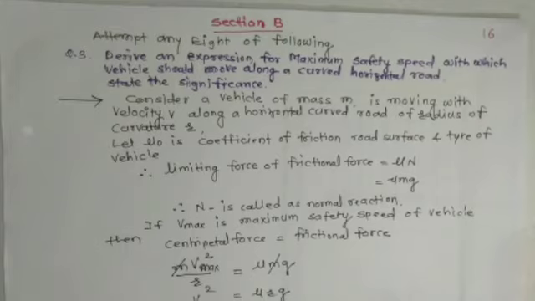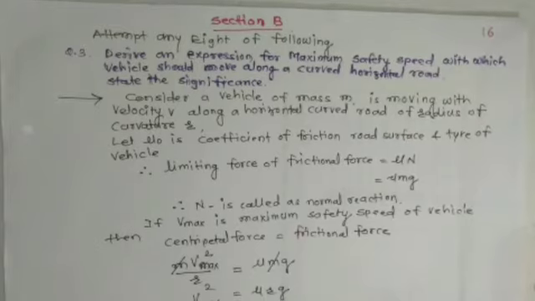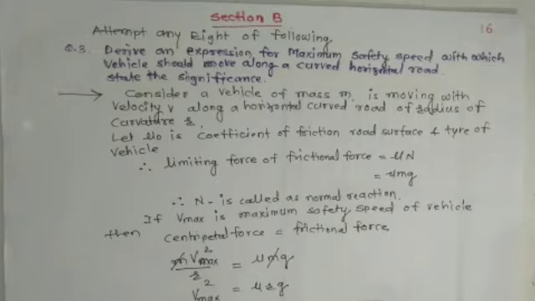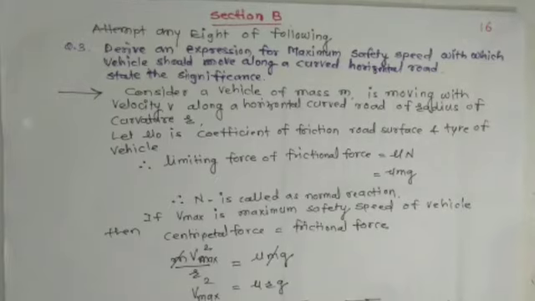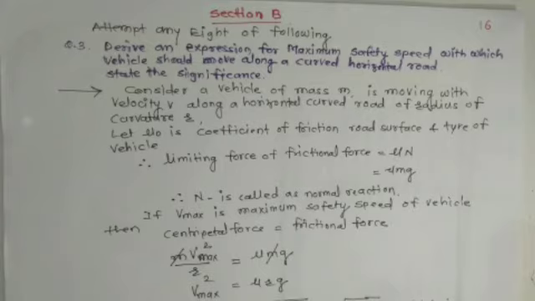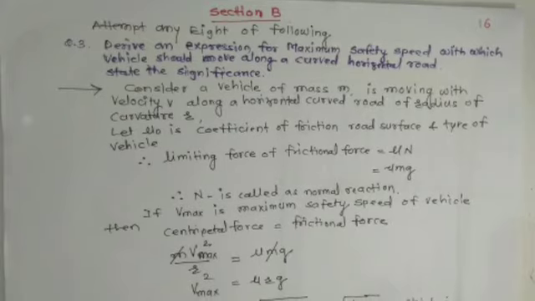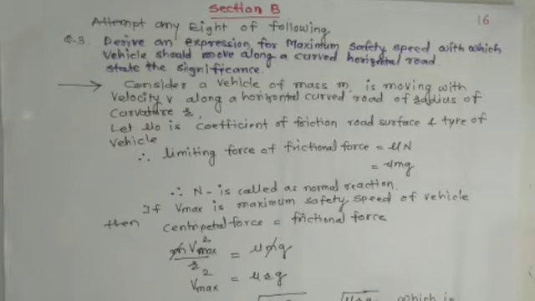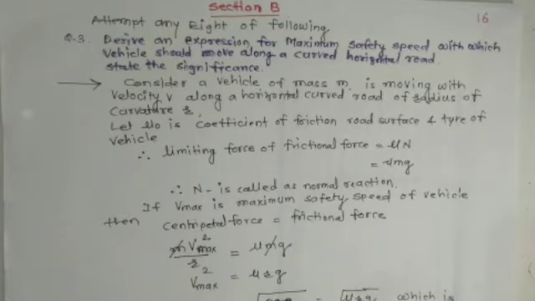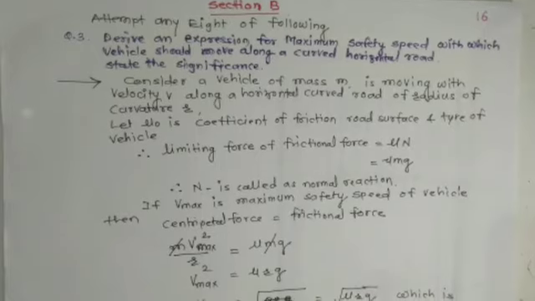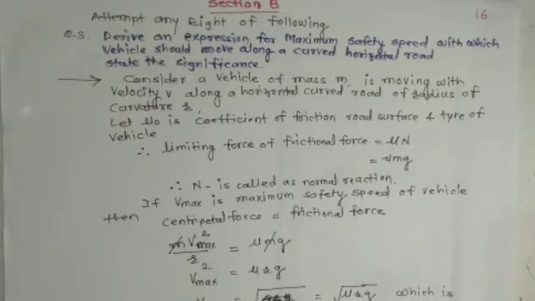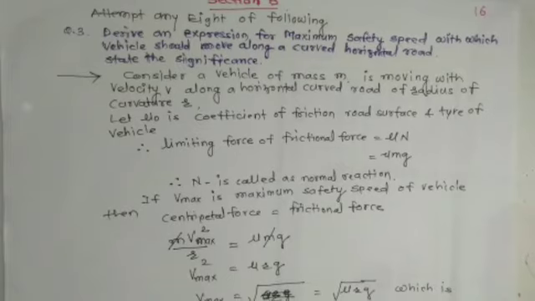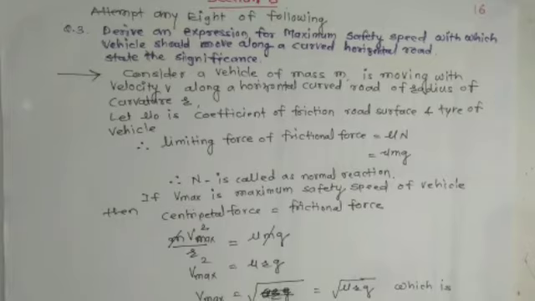Section B. Attempt any 8 of the following questions. So question number 3 in section B: derive an expression for the maximum safety speed with which a vehicle should move along a curved horizontal road. State the significance. So the answer will be: consider a vehicle of mass m moving with velocity v along a horizontal curved road of radius of curvature r.